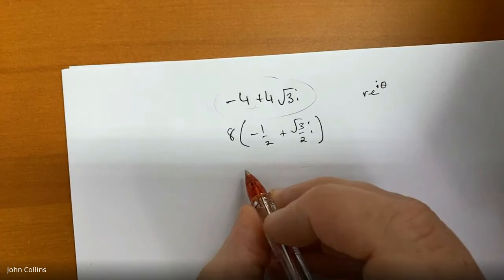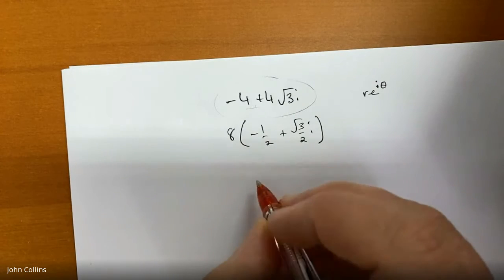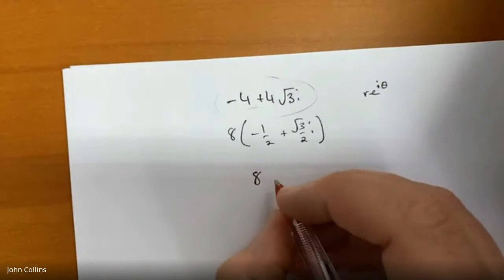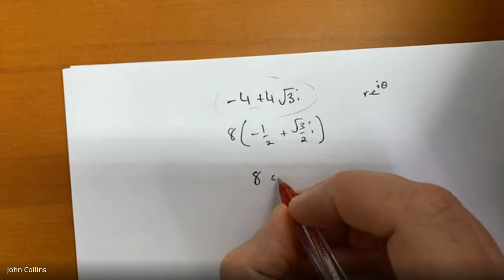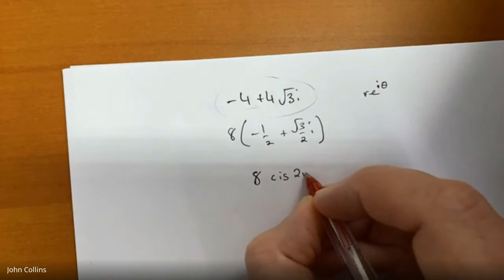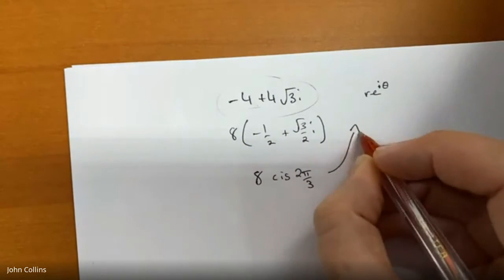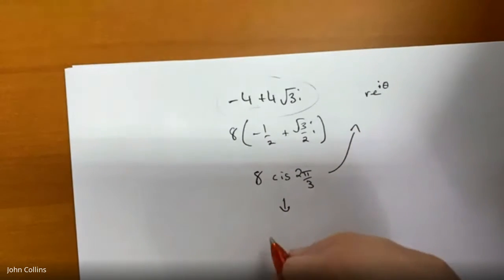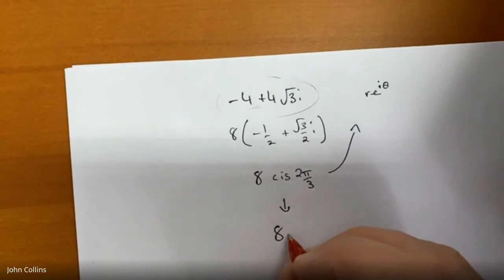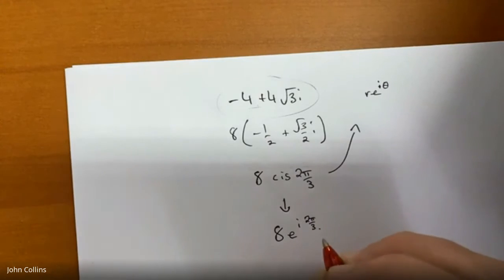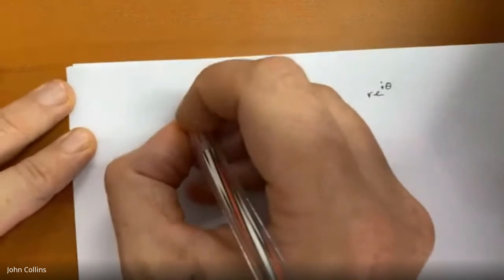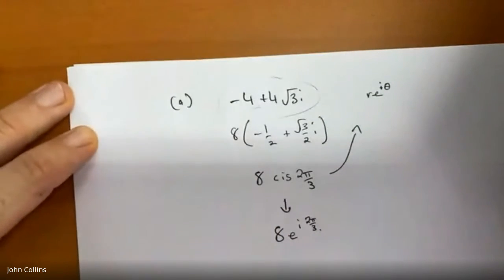I did it Sean's way. Yeah, it's the more systematic way. Yeah, definitely. So you would have got 8 as the modulus and the angle 2 pi over 3. So if you want to use your cis 2 pi over 3, you can use it in that form first before we get it in this form. And therefore Euler's form is just 8 e to the i 2 pi over 3. Yeah. Yep. All right.